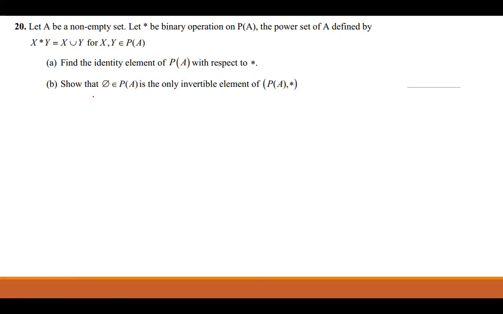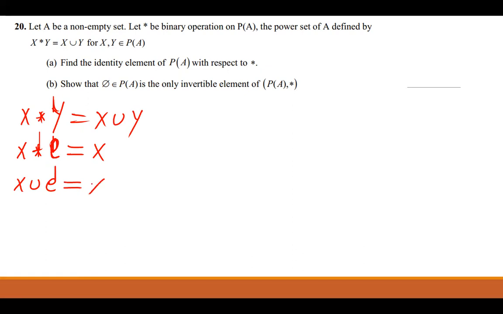So this one is also straightforward. We know that X star Y is given by the operation X union Y. So to find the identity element, we follow the same procedure. We say X star E, where E is the identity element, is supposed to give us X. In this case, the operation is union, so we're going to say X union E. This is supposed to give us X.